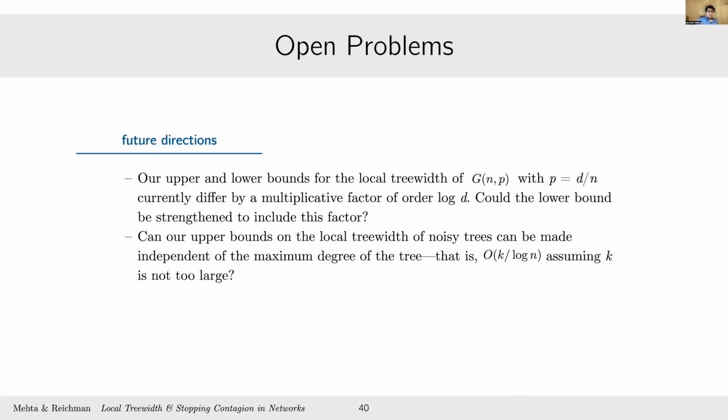Finally, for the noisy tree setting, we found that our upper bound depends on the maximum degree of the tree that we started with. That's a little unpleasant, so we're wondering if it's possible to get rid of that dependence on the maximum degree. These are all exciting future directions for work, and we look forward to working on these in the near future.